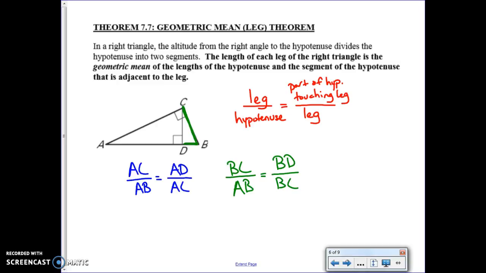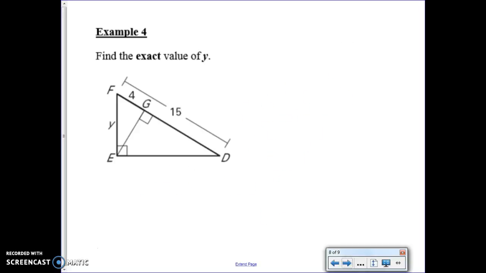Okay, let's flip over again and let's try another example. In this case, we want to find y. So y is the leg, so I'm going to put that across from itself. And then the whole hypotenuse is 15. The part of the hypotenuse that's just touching that leg is 4. So I have y squared equals 15 times 4, which is 60.